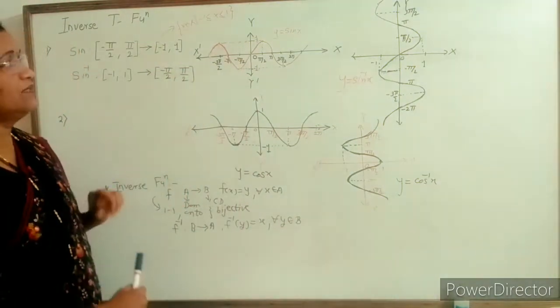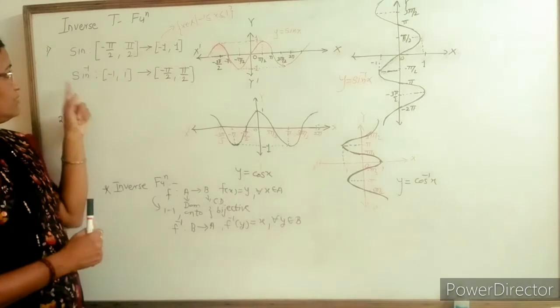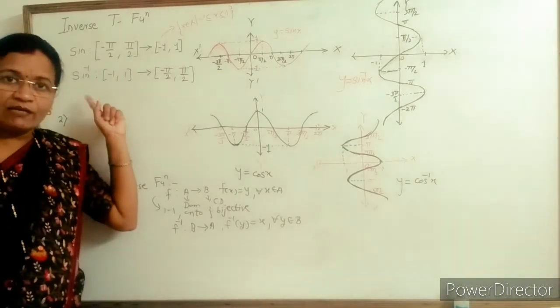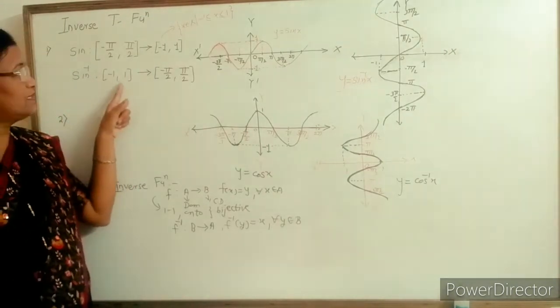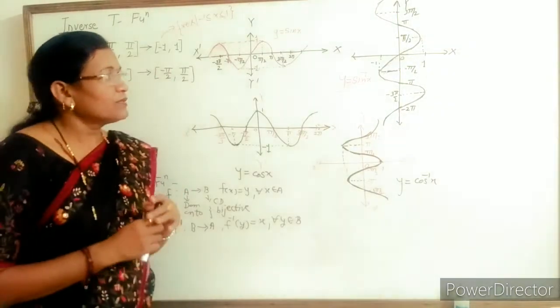Now the inverse of the sine function can be defined by interchanging domain and codomain. As we define here, the sine inverse function can be defined from the closed interval -1 to 1 to the closed interval -π/2 to π/2.